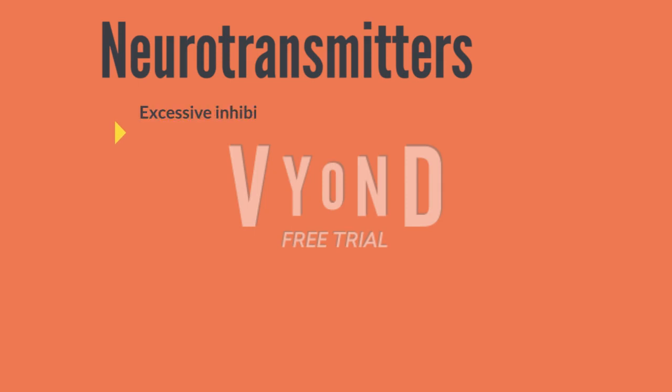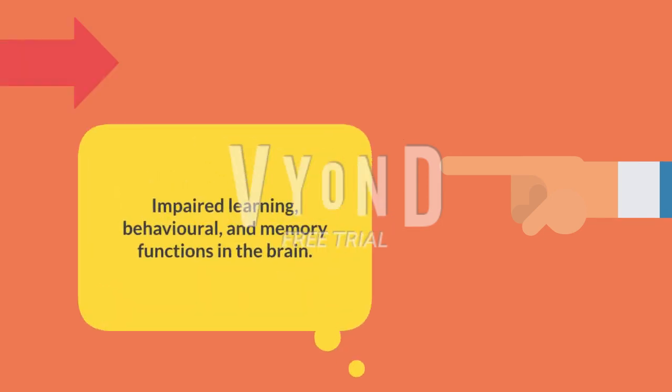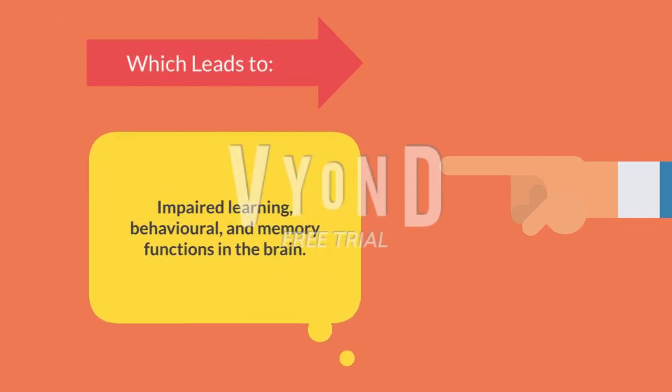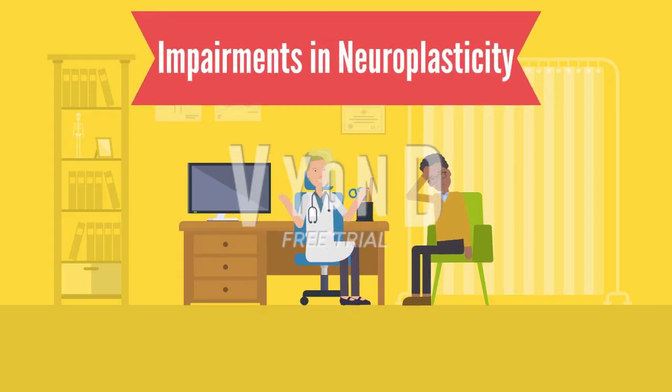Down syndrome patients suffer from excessive inhibition, which leads to an imbalance that compromises neural circuit function. This overinhibition is usually related to GABAergic transmission in the brain, which disrupts the optimal excitatory-inhibitory synaptic balance, which depolarizes GABA transmission. Glutamatergic transmission is also impaired. This dysfunctionality of the brain accounts for impairments in synaptic plasticity and learning and memory deficits in Down's people, as well as behavioral disability. We will now progress to talk about the impairments in neuroplasticity in the Down syndrome brain.